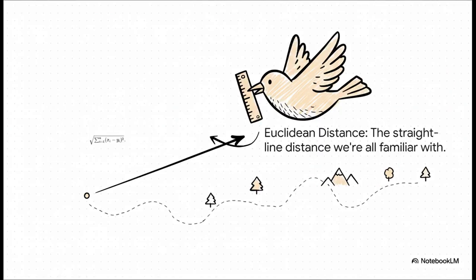Let's start with the one we all learned back in school, Euclidean distance. This is your classic, straight-line path between 2 points. It's the shortest possible route you can take, the one you'd measure with a ruler. It's the path a bird would take, completely ignoring any buildings or obstacles in its way.